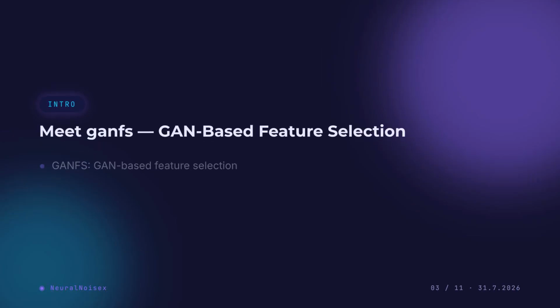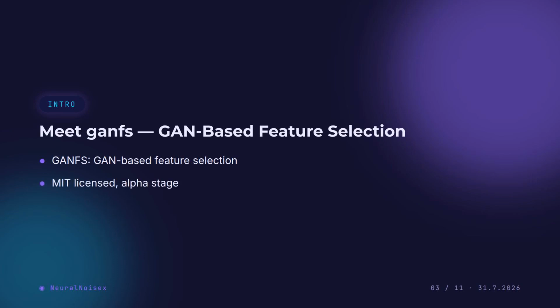GAMPS stands for Generative Adversarial Network Feature Selection. It is a Python package created by Harsh Patel, released under the MIT license. As of the PyPI listing, it is at version 0.2.1 and is in alpha development status. You can install it directly with pip install GAMPS or grab the latest development version straight from GitHub. The API is designed to feel familiar if you have used scikit-learn transformers before.